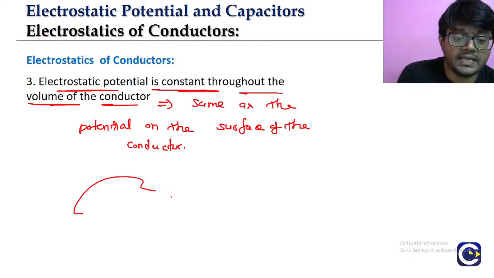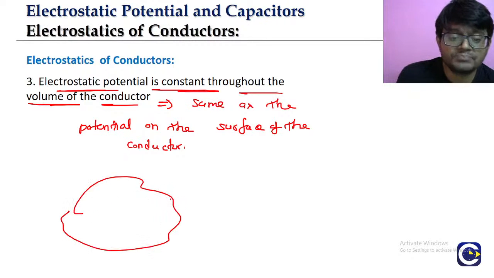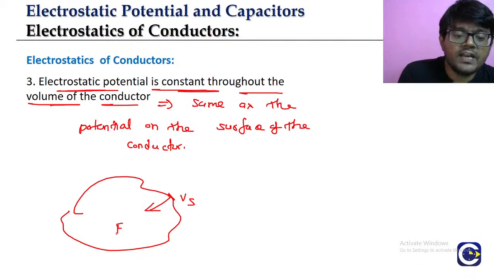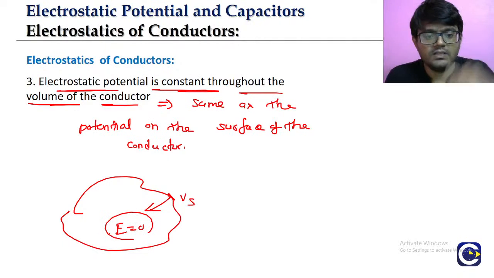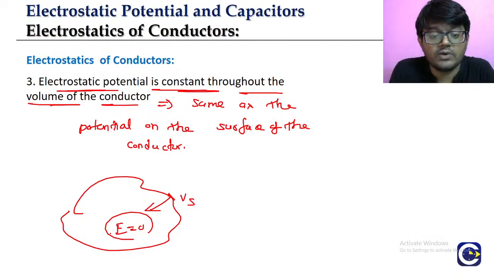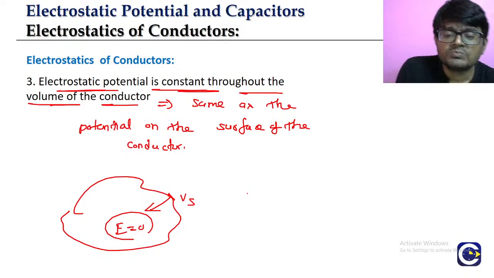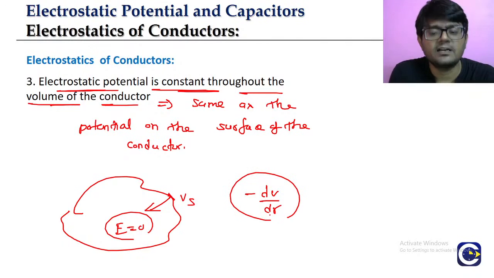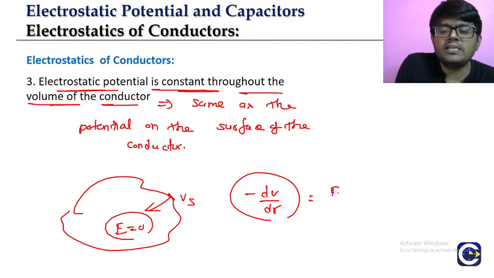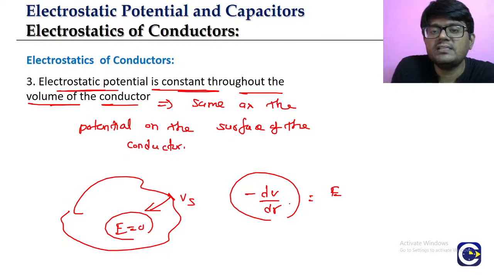So why is this so? If you have any conductor, let's say the surface potential is Vs. If we go inside from the surface, the electric field inside is what? 0. Inside the conductor the electric field is 0, right? So what happens? When we are moving into the conductor by a small displacement dr, the relation is what? Minus dV by dr is equal to E.